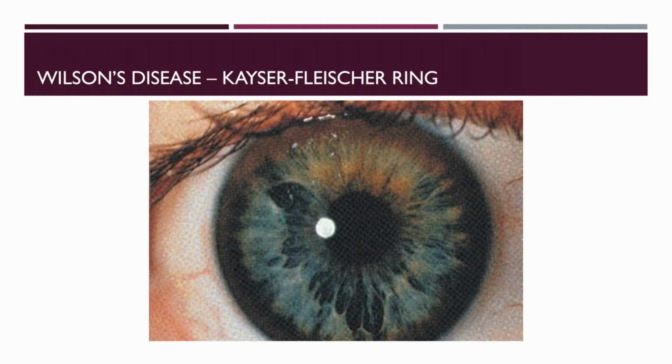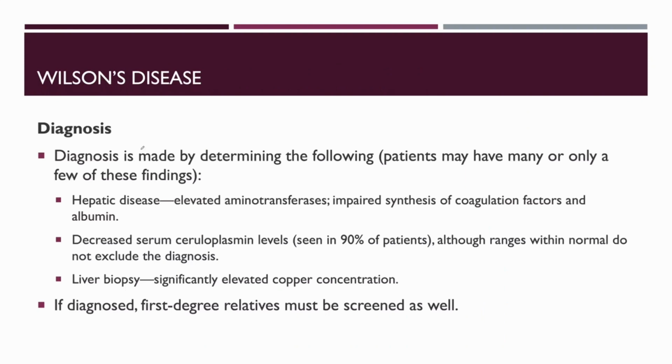Here's another example of those Kaiser-Fleischer rings. Very pathognomonic. Most every case of Wilson's disease, I've never seen it in real life, but when I'm talking about vignettes for testing purposes, they almost always mention those Kaiser-Fleischer rings. Whether they call it that or not, they're going to mention the ring around the iris.